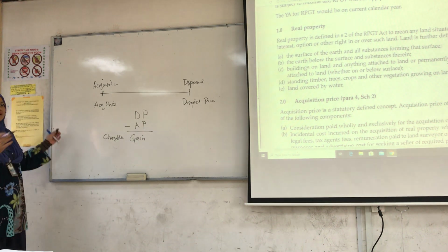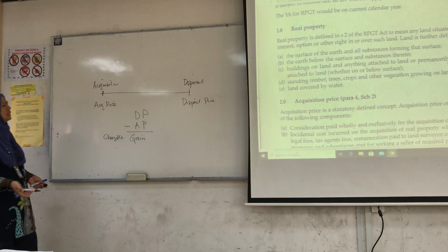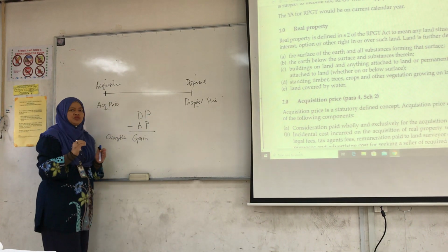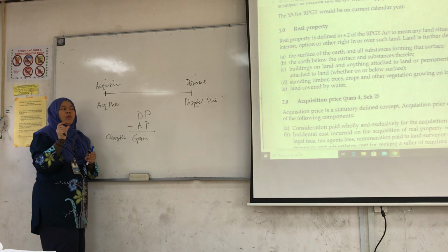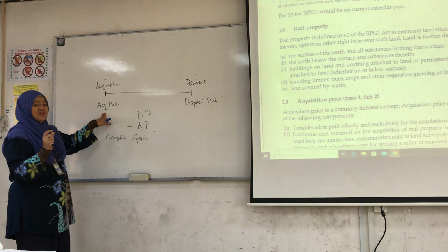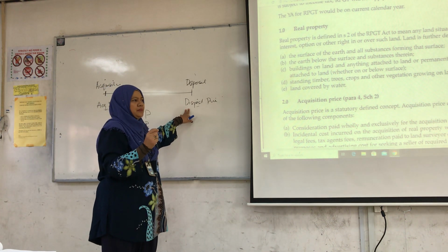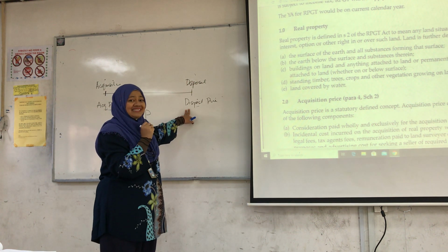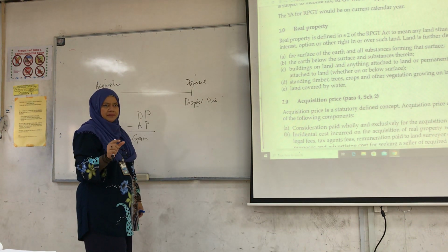So that's it actually under RPGT. But why make it so difficult? Because this acquisition price and the disposal price is a statutory concept. It means that the law states what is comprised of acquisition price and what is comprised of disposal price. It's not simply, okay, I sell at 300,000, then that is my disposal price. Not necessarily, because there's a statutory definition, right?